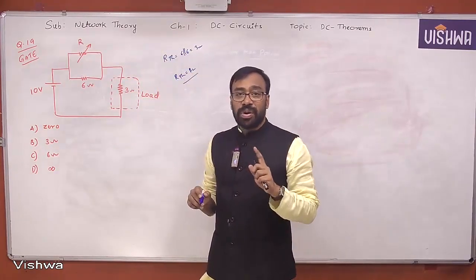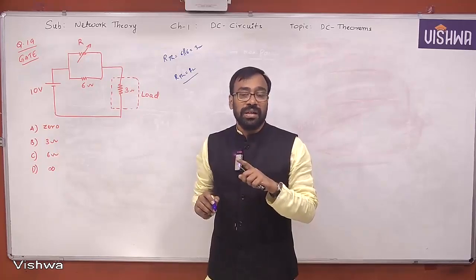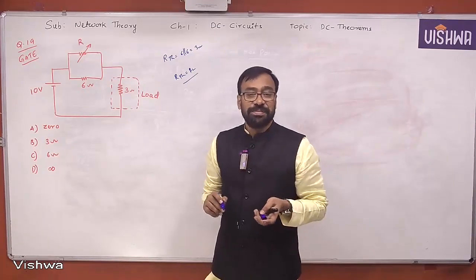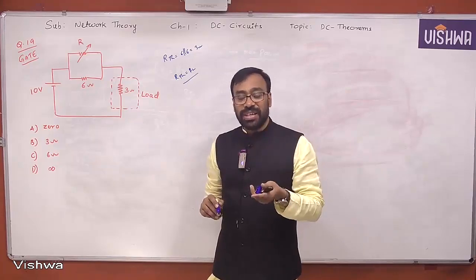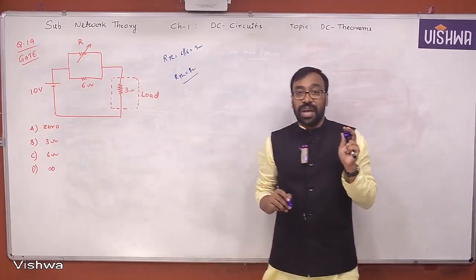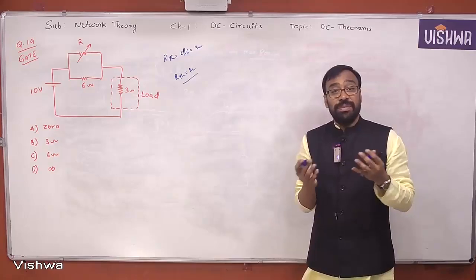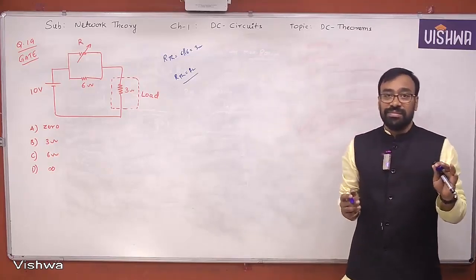Actually, the maximum power transfer condition is not RTH is equal to RL. It is RL is equal to RTH. You understand here? What is the condition? RL is equal to RTH, not RTH is equal to RL. Okay? You may think that, sir, both are the same. A is equal to B and B is equal to A, both are the same. No. Okay?